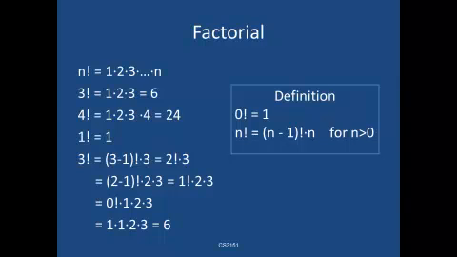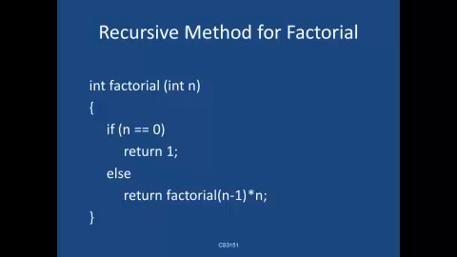Now we want to write a method that calculates the factorial of a number passed in as a parameter. Let's call the parameter n. The definition can be translated directly into code. If n is equal to 0, then the result is 1. Otherwise, the result is n minus 1 factorial times n. You can imagine why factorial is such a popular example for recursion. Its recursive definition lends itself directly to a recursive implementation.